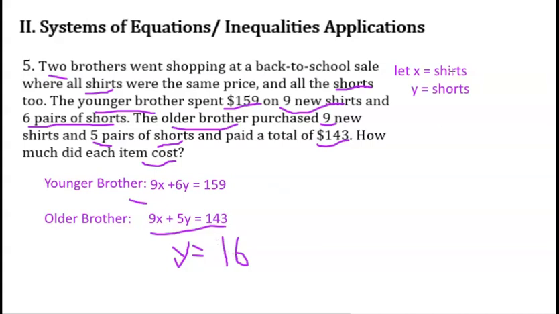To find how much the shirts cost, plug this number back into one of the original equations. I'll just plug it back into the first one. So we have 9x plus 6 times 16 equals 159. So from there we have 9x plus 96 equals 159. You want to subtract 96 from each expression, both sides of the equation.